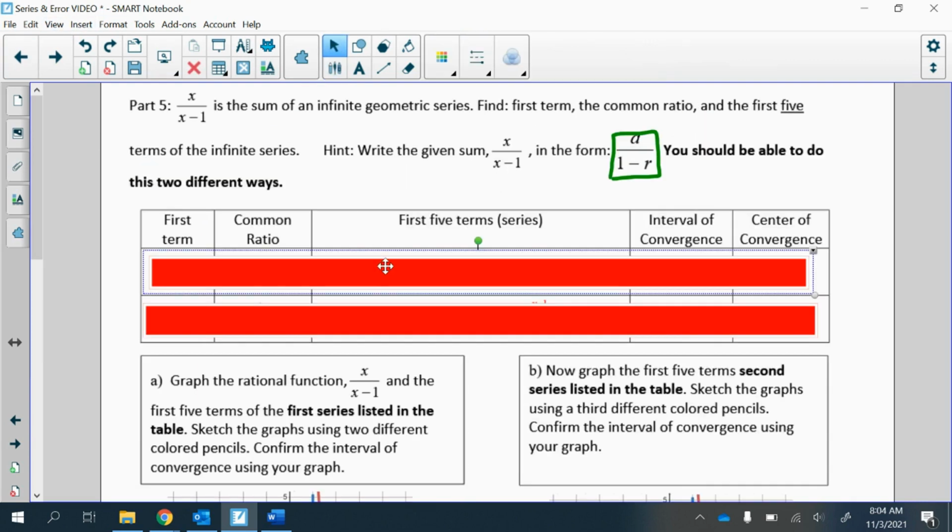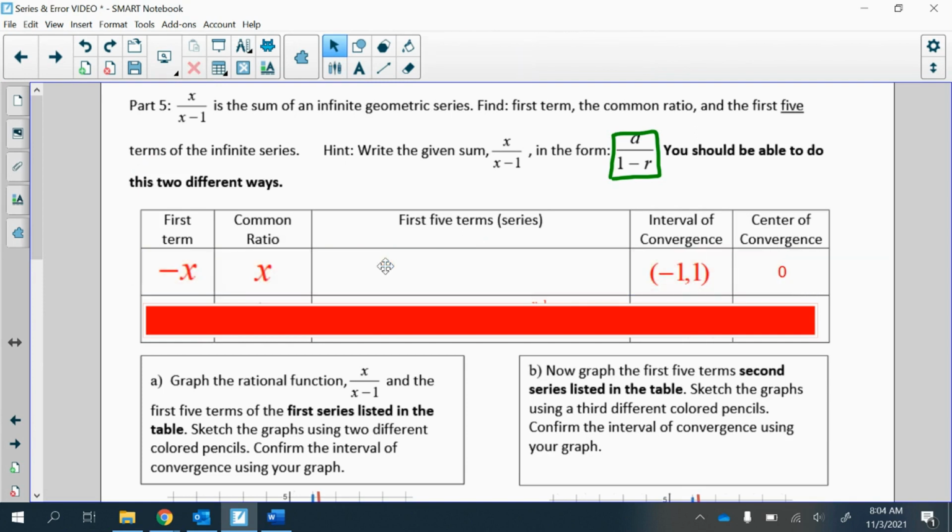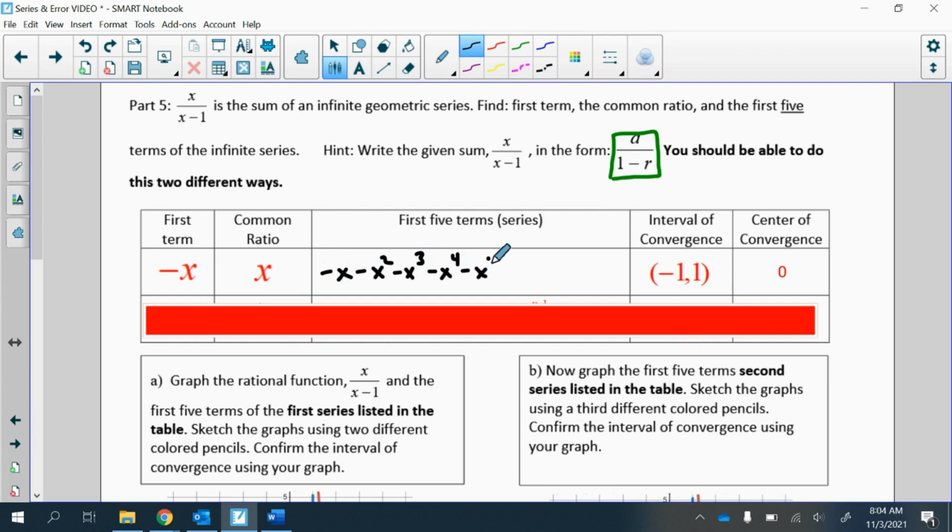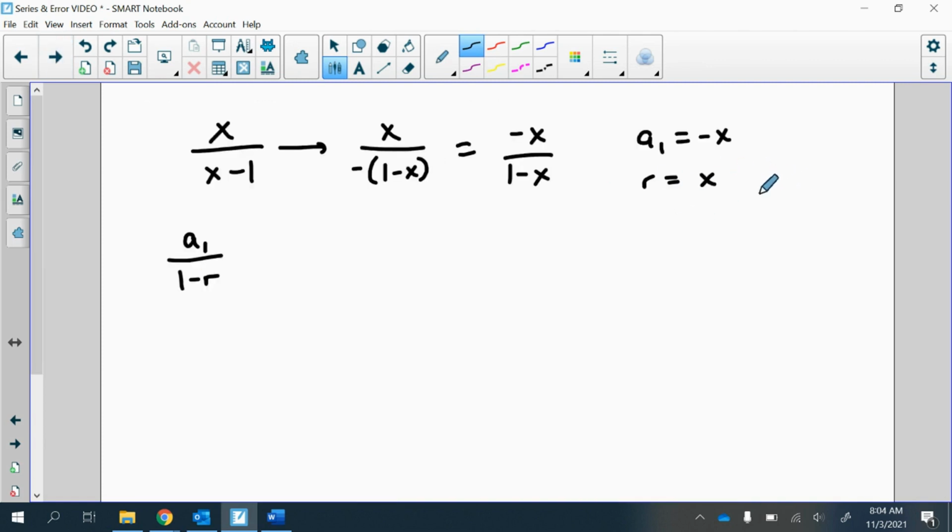So in that case, I can write the series like this, and my first 5 terms, which disappeared on me, would be negative x minus x squared minus x cubed minus x to the 4th minus x to the 5th, and then I end up with x to the n. The interval of convergence is -1 to 1 because the absolute value of x must be less than 1.